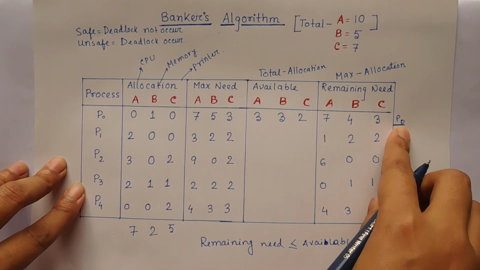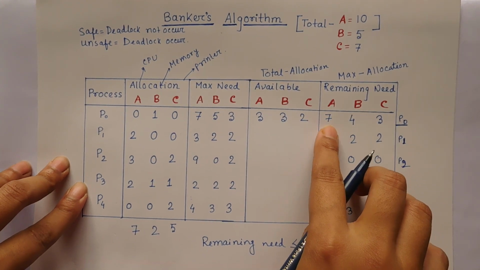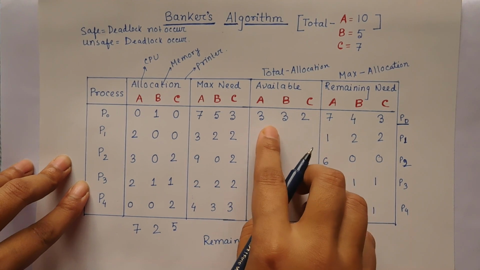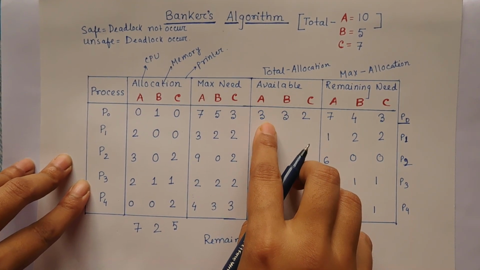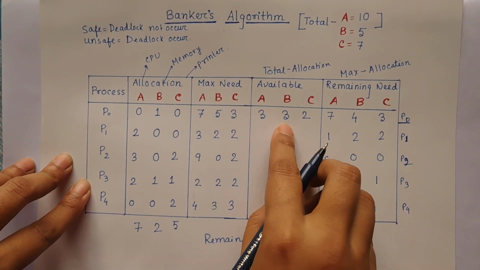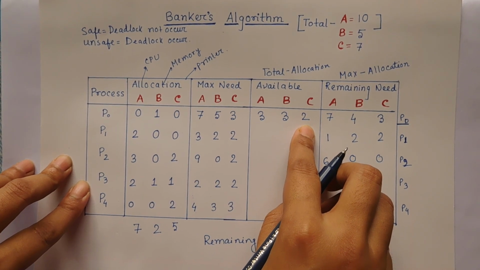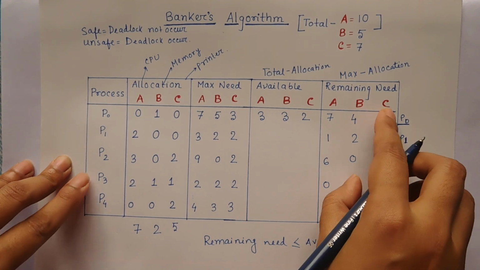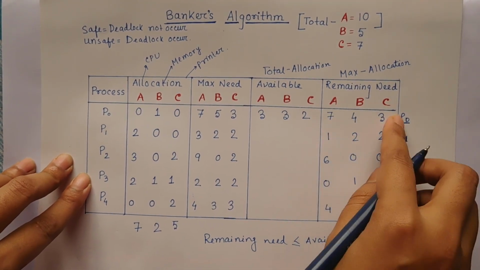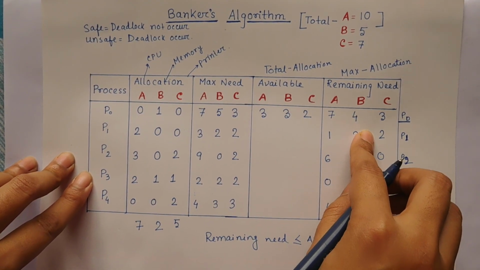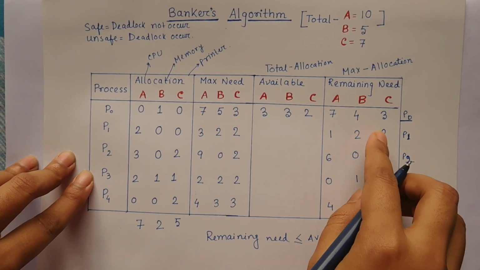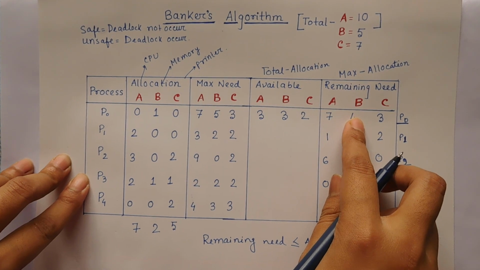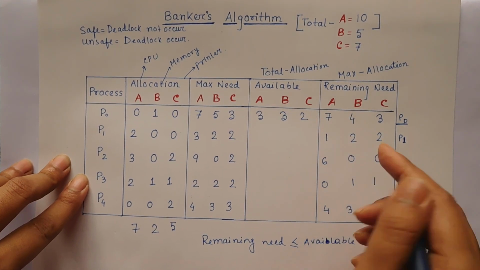For P0, the remaining need is 7, 4 and 3 for the resources A, B and C, but the available resources are 3, 3 and 2. So we can't grant this request. It is waiting until other processes release enough resources to execute it. So it is now in a wait.